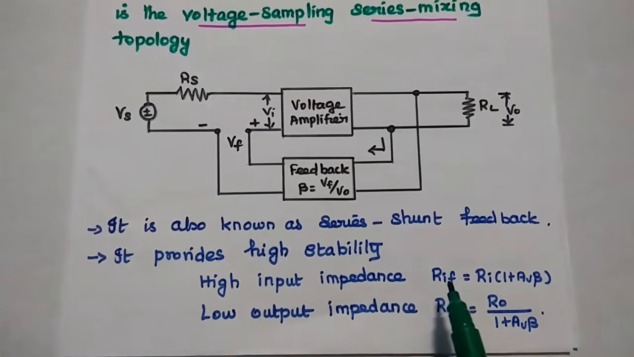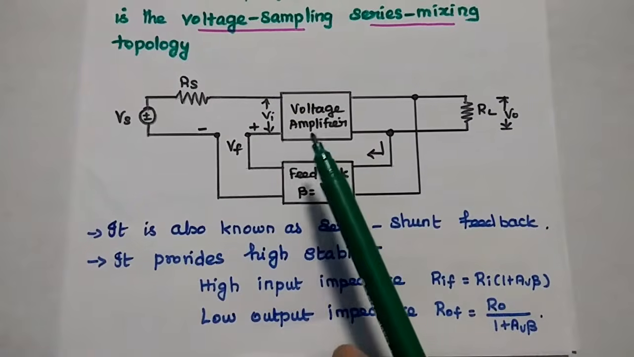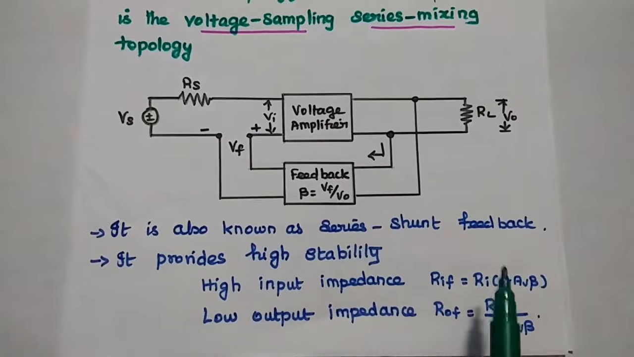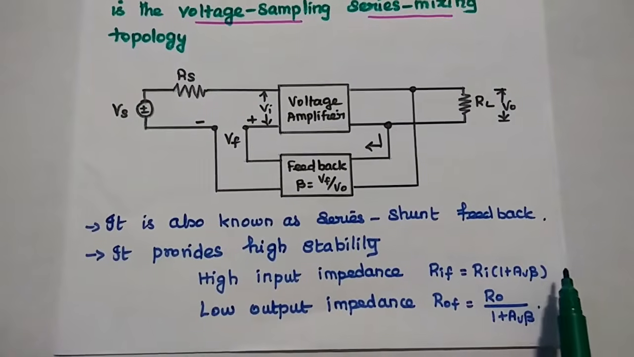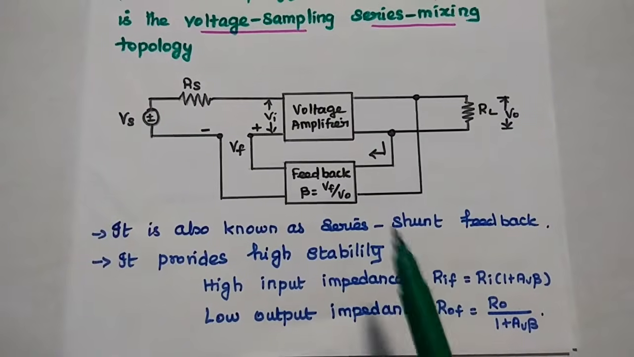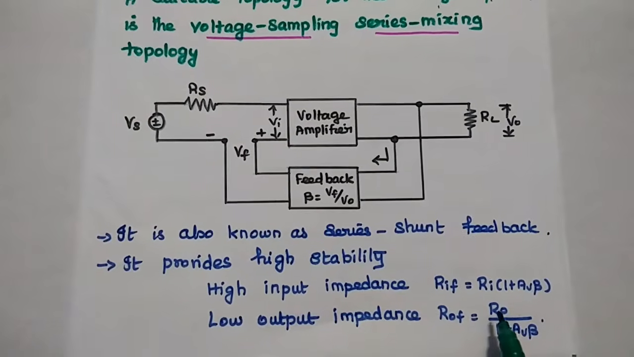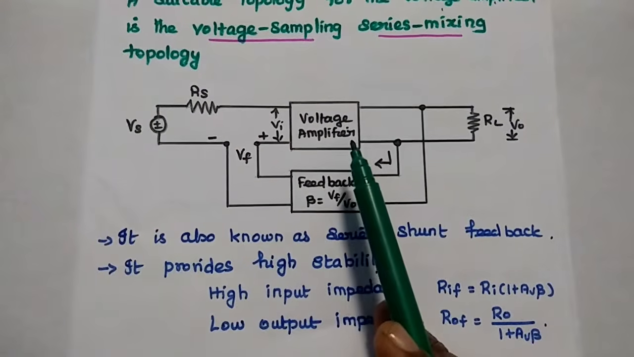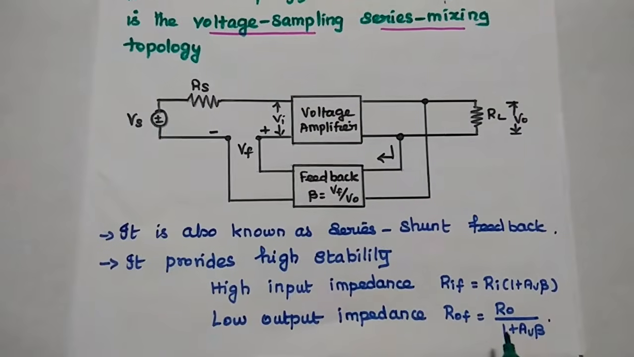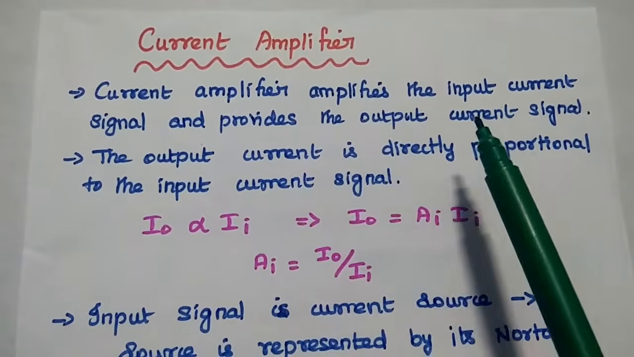High input impedance means RIF is equal to Ri, which is nothing but the input impedance of this voltage amplifier, that has to be increased by the factor 1 plus AV beta. Output impedance, that is ROF, with this feedback we can decrease its value. This Ro is the amplifier output impedance that can be decreased by using this feedback with a factor 1 plus AV beta. Next one is current amplifier.